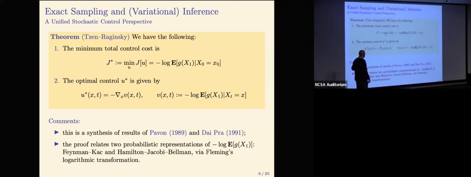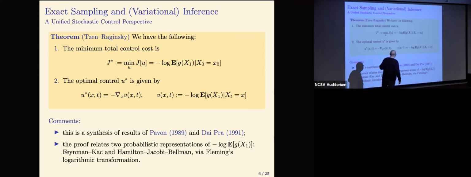And the minimum cost that we could achieve with any control, subject to appropriate regularity conditions, is negative log of this expectation of g of x1 given x0. So x0 is the initial condition, the starting point, and g of x1 is this cost at time 1. And in fact, we can compute the optimal control u star exactly. It is given by the negative gradient of something called the value function, this V(x,t), which is a solution of a certain partial differential equation, which essentially is a continuous-time version of dynamic programming. This is called the Hamilton-Jacobi-Bellman equation.